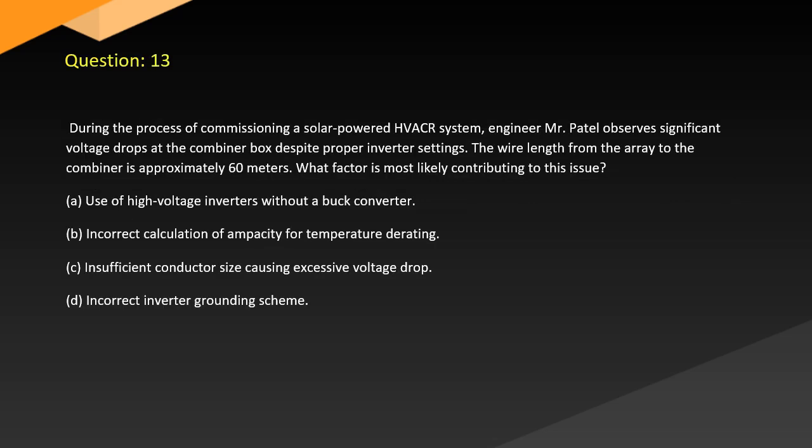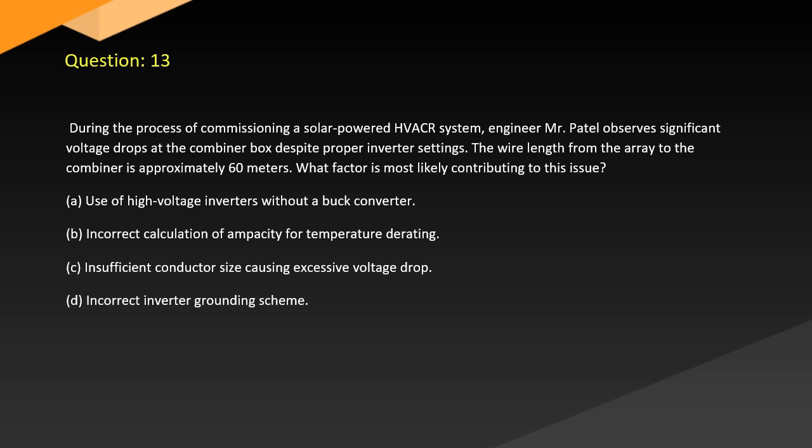Question 13. During the process of commissioning a solar-powered HVACR system, engineer Ista Patel observed significant voltage drops at the combiner box despite proper inverter settings. The wire length from the array to the combiner is approximately 60 meters. What factor is most likely contributing to this issue?